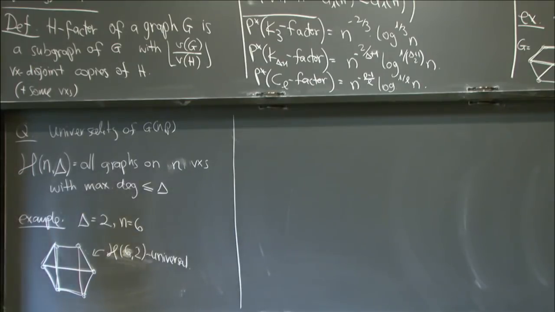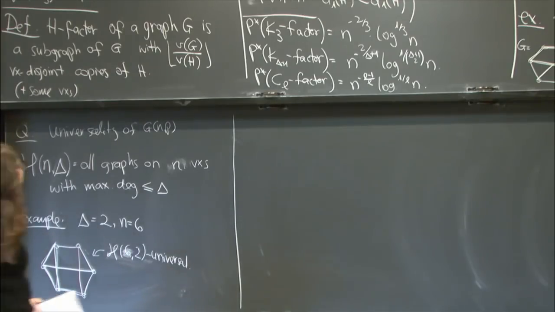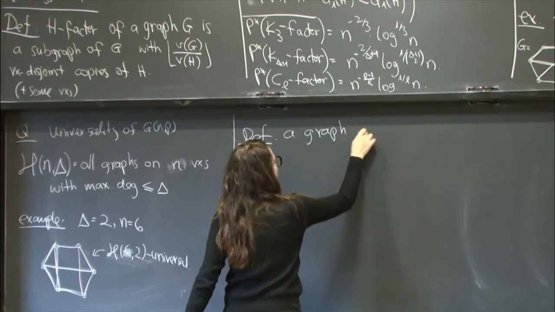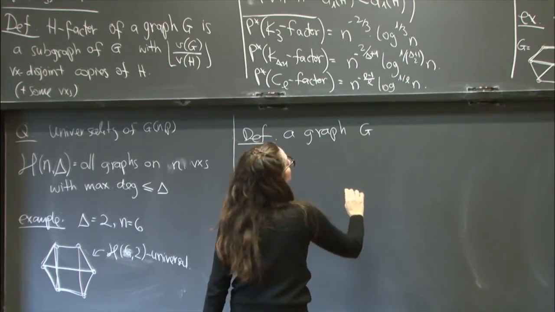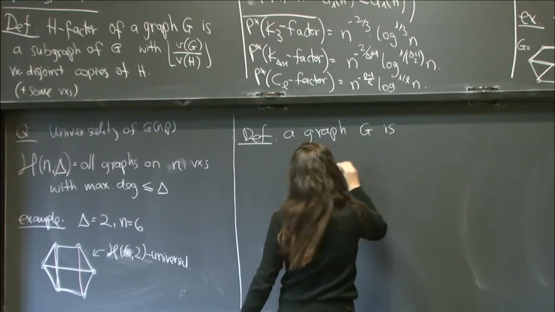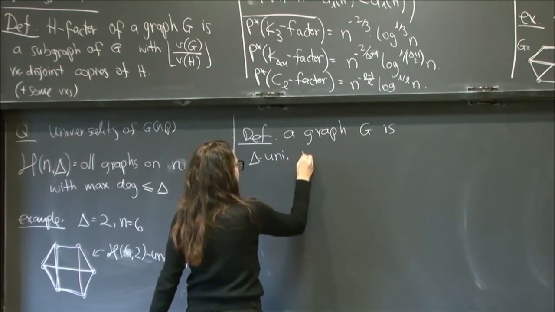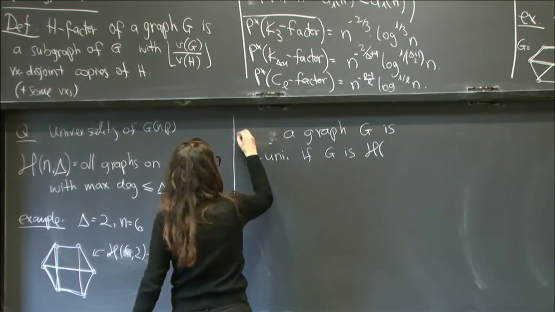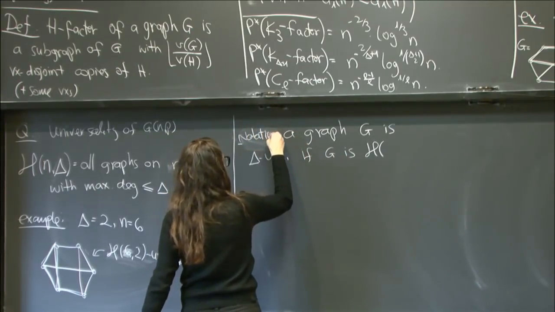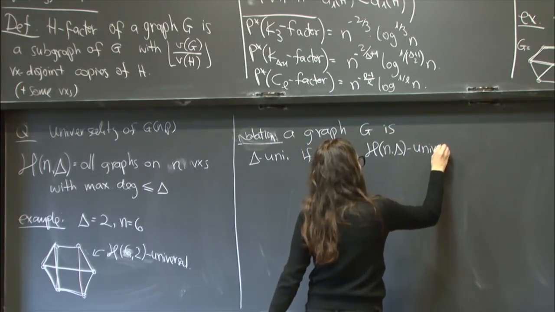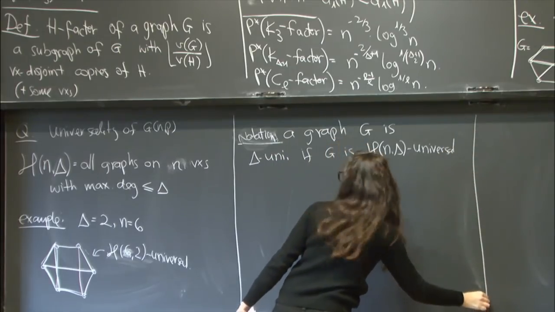Okay, so let's now write it precisely instead of the example. A graph G is Δ universal if G is H(n,Δ) universal. Okay.